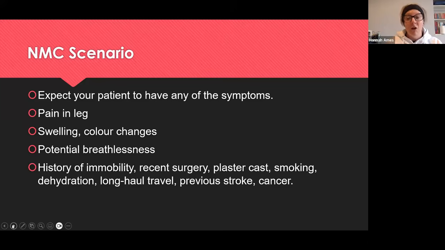Then they could have a variety of history in terms of immobility. There could be recent surgery, plaster casting, history of smoking, dehydration, long haul travel, previous stroke, cancer. So we could have a whole variety of patients in this scenario.